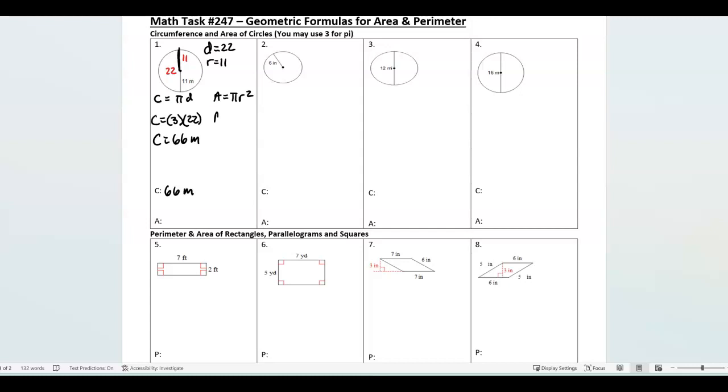For area, it's equal to 3 times 11 squared, because 11 was our radius. Order of operations says you've got to do exponents first. So area is equal to 3 times 121, that's what 11 times 11 is. And area is equal to 363. That's going to be 363 meters squared. Area is always units squared.